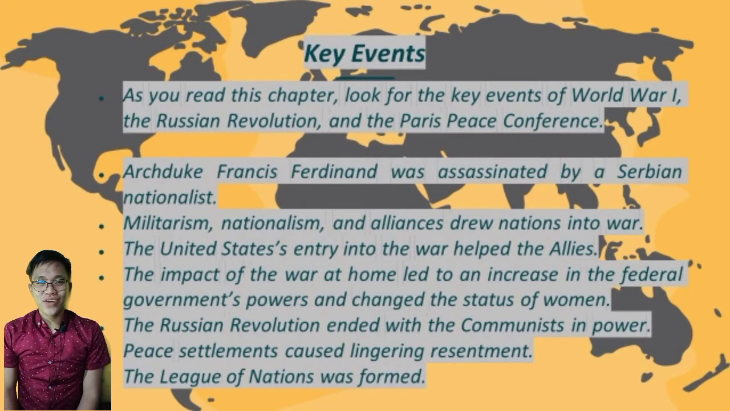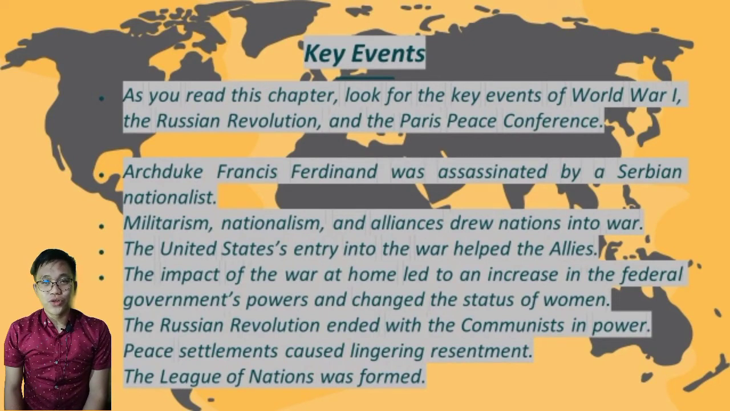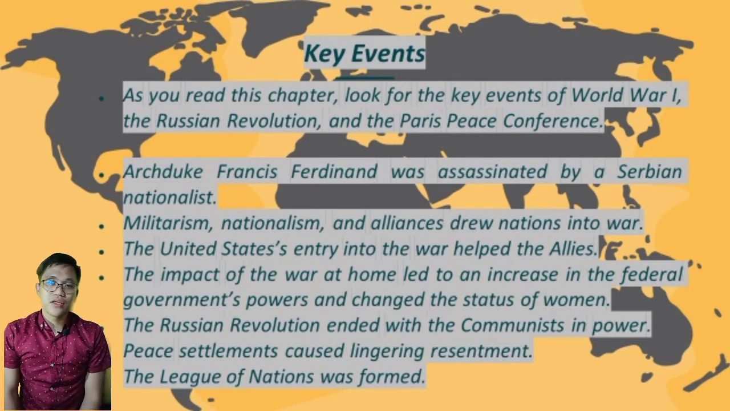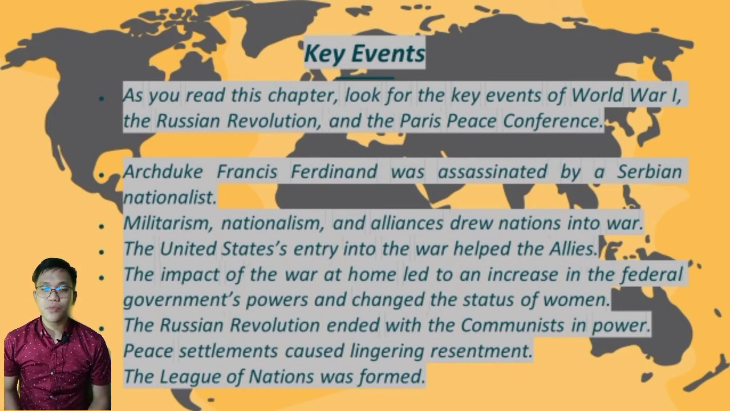These are some key events that happened before and after World War I. First, Archduke Francis Ferdinand was assassinated by a Serbian nationalist. Second, militarism, nationalism, and alliances drew nations into war. Next, the United States' entry into the war helped the Allies. It was followed by the impact of the war at home, which led to an increase in the federal government's power and changed the status of women.